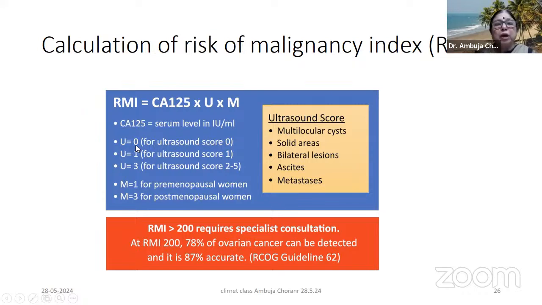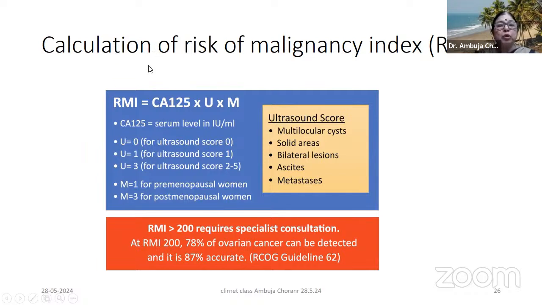I told you how we are going to take the ultrasound calculation, how the color Doppler also gives you the calculation. So for ultrasound, if there are no features like simple cyst is present, ultrasound score is 0. Ultrasound score can be 1 if multiple septations are present and growths are there. It becomes 2 to 5 depending on the vascularity.